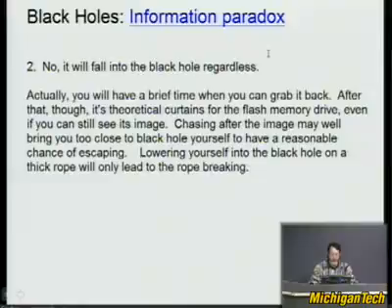Lowering yourself onto the black hole on a thick rope will only lead to the rope breaking. It's a little bit like the pole in the barn special relativity thing and the rotating pole, the twirling pole.